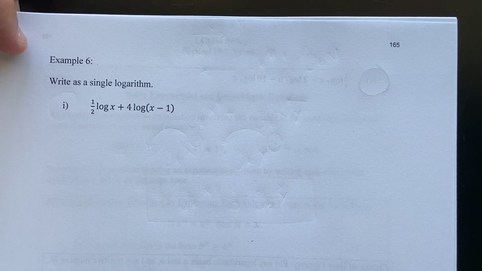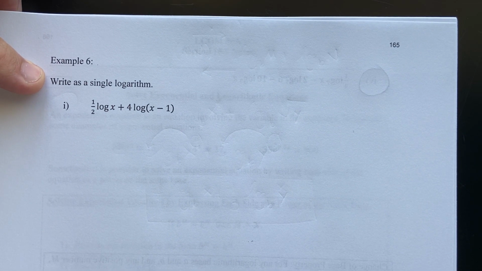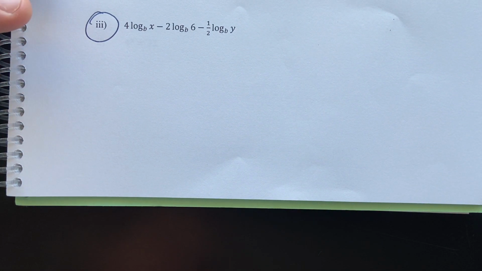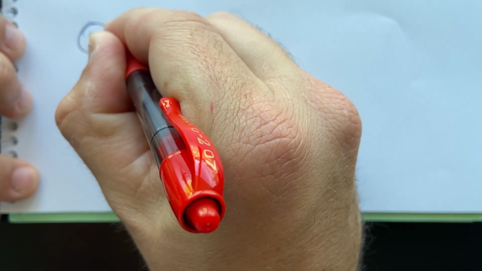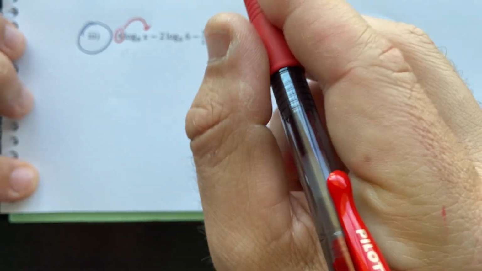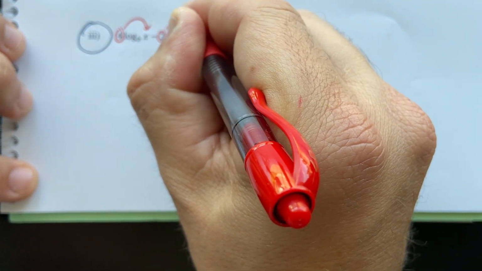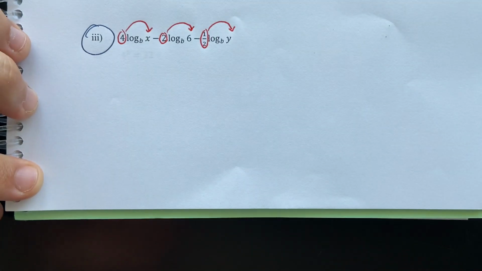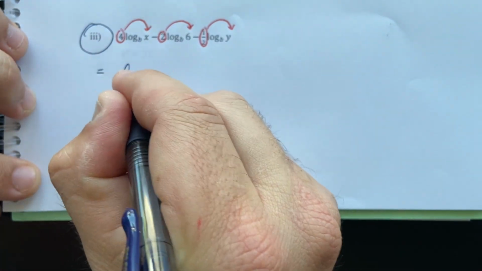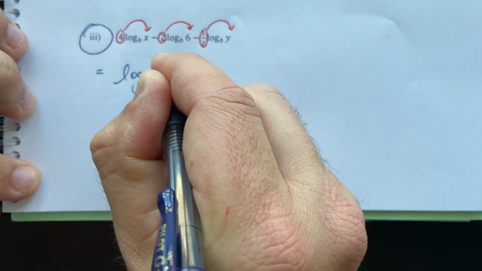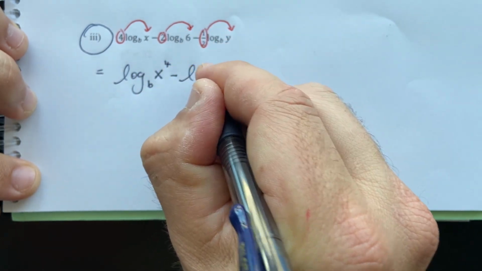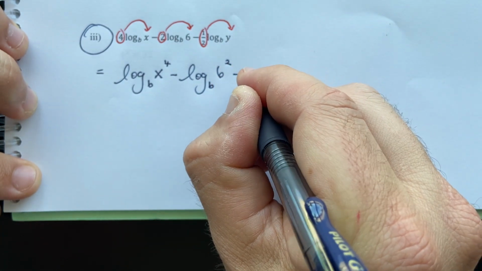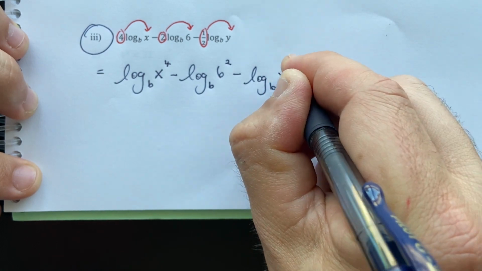So page 165 now. It says write as a single logarithm. I'm going to jump down here to part 3. The first thing I'm going to do, looking at this, is bring these products back up as powers. So I'll write that as log base b of x to the fourth minus log base b of 6 squared minus log base b of y to the 1/2.